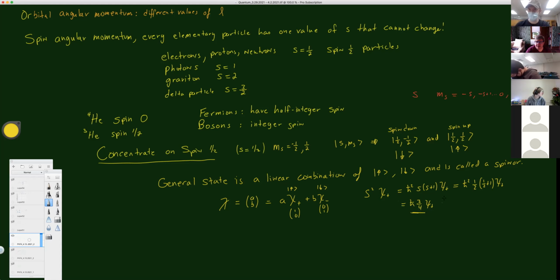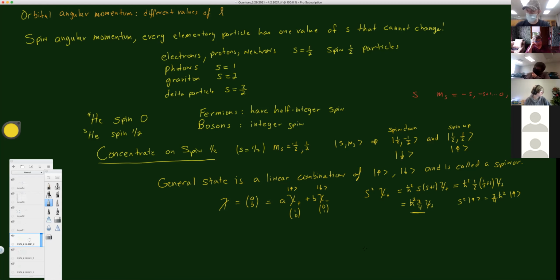Okay? Again, I can write this a whole different way, right? I could write this as s squared on the up is equal to 3/4, oops, sorry, h bar squared up, right? Same thing. Okay. But that eigenvalue does not change.